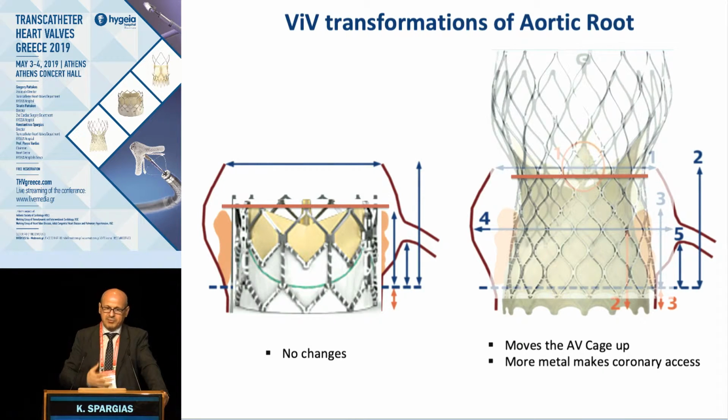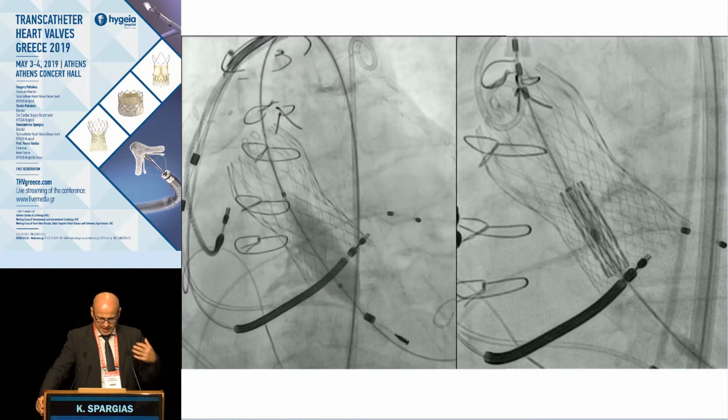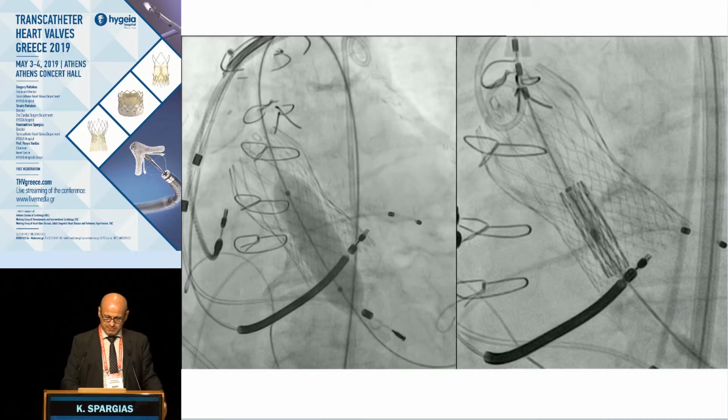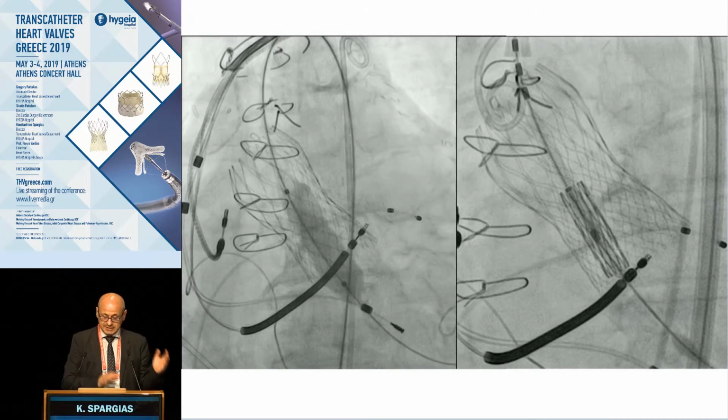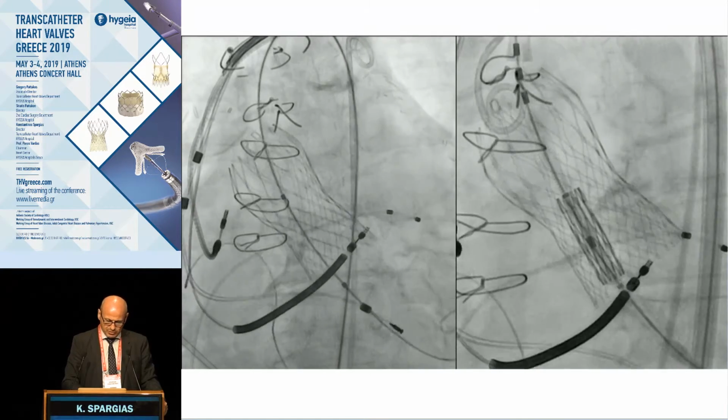So the priority is the safety of the first procedure, but these things should also come into mind, and certainly think early about the future. So here you see a valve-in-valve, a TAVI in TAVI, in a degenerated Evolut.